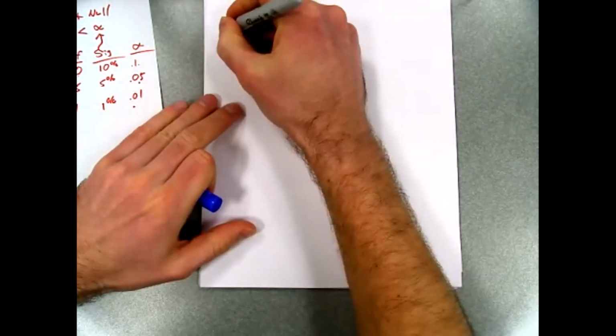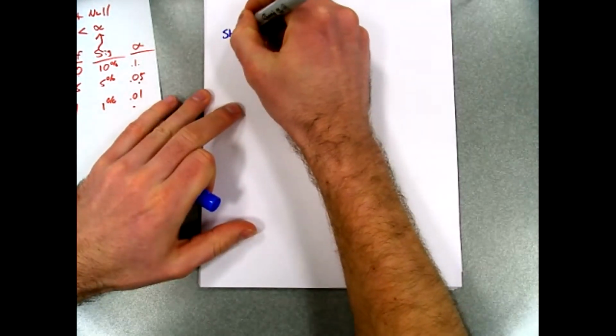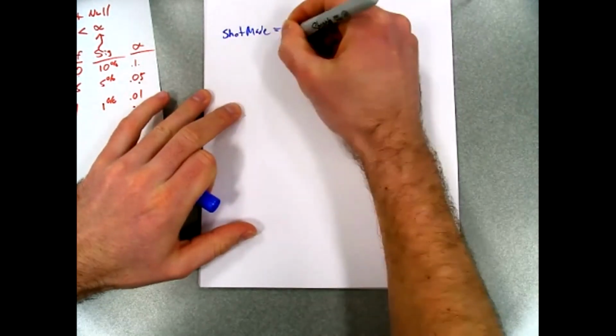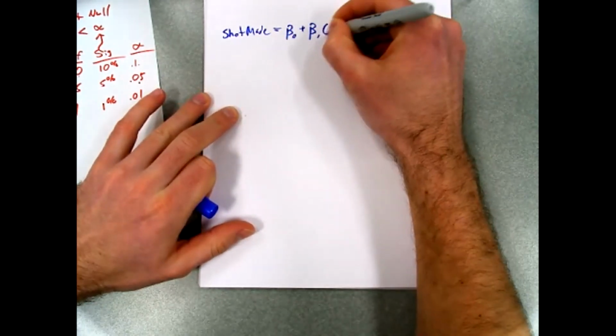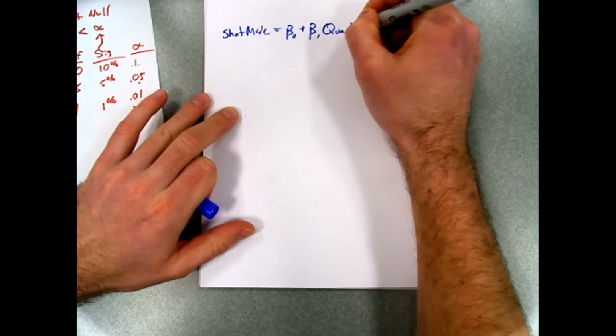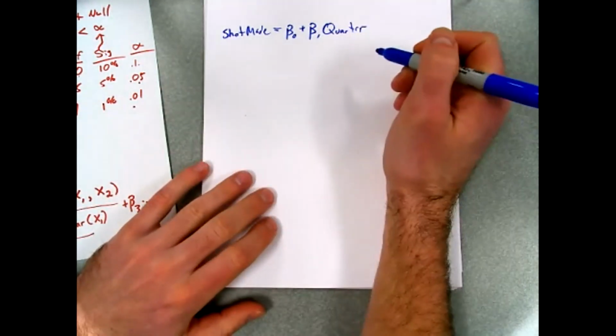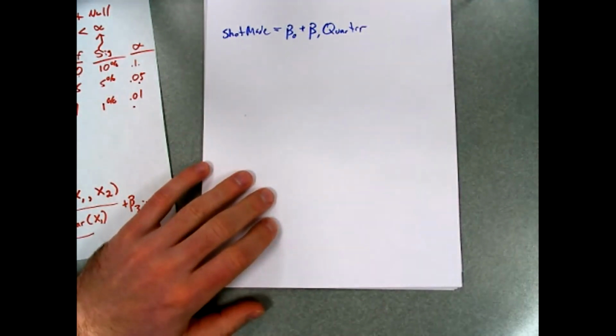So maybe I'm thinking about that shot made variable. I've got some intercept. And what I had done before was include some measure of what quarter it was. So this could be 1, 2, 3, or 4. But that forced that relationship to be linear.